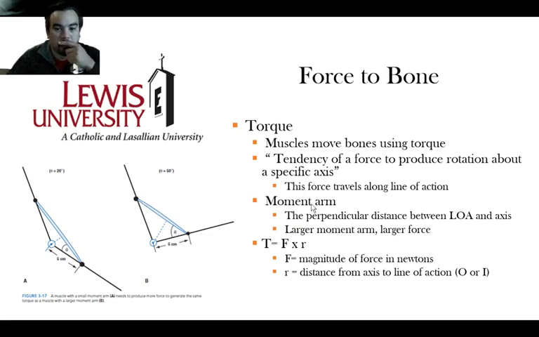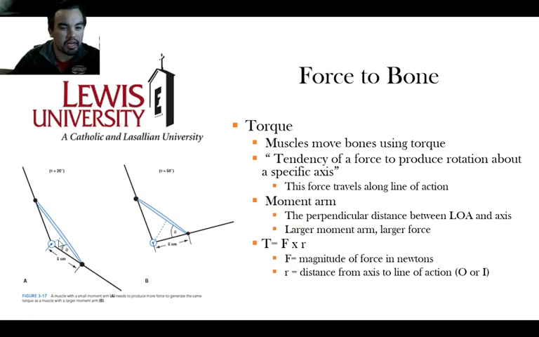And then you have a moment arm, which is the perpendicular distance between the line of action and the axis. The larger the moment arm, the larger the force. So if we look at A to B, down here we have a very little moment arm.